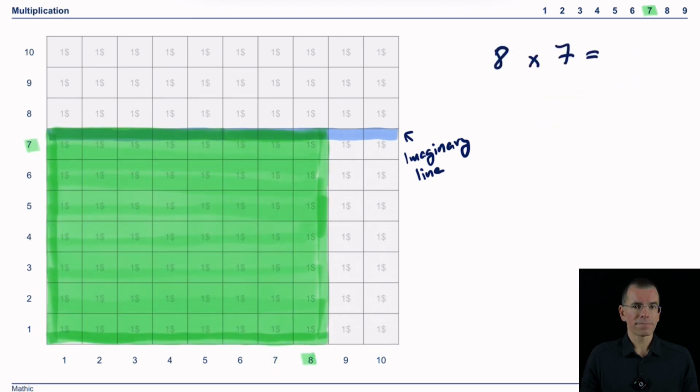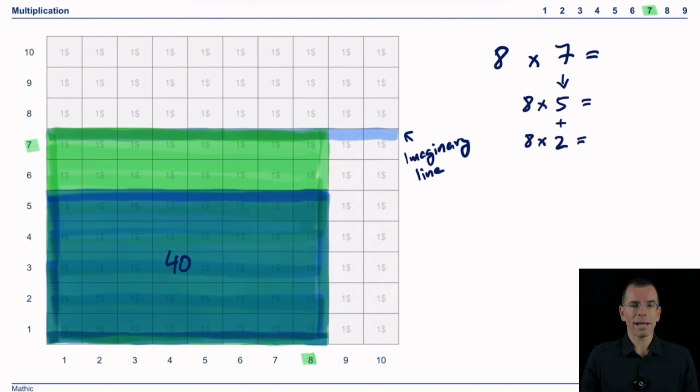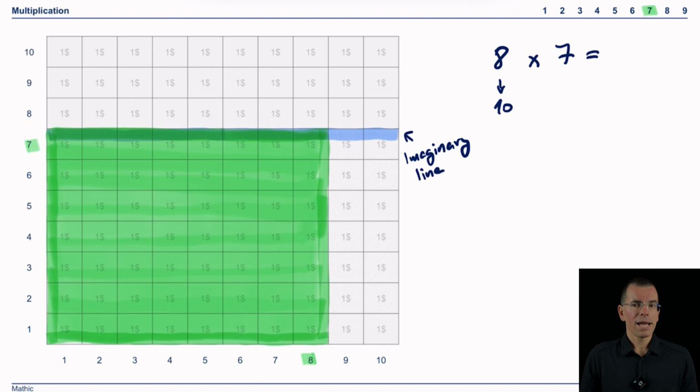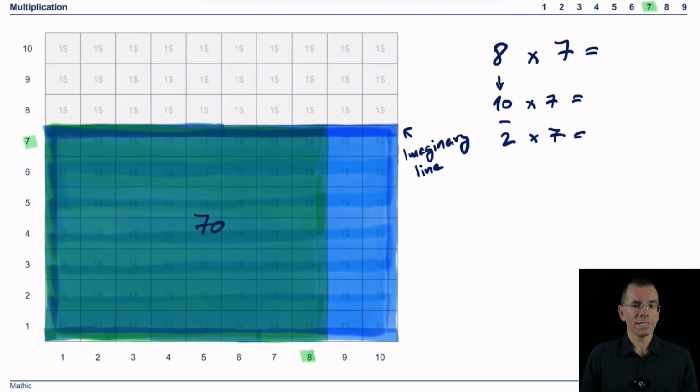8 times 7. As 7 is 5 plus 2, we can calculate 8 times 5 plus 8 times 2, that is 40 plus 16. Alternatively, as 8 is 10 less 2, we can multiply 10 times 7 and then subtract 2 times 7, that is 70 less 14 to get the final result.